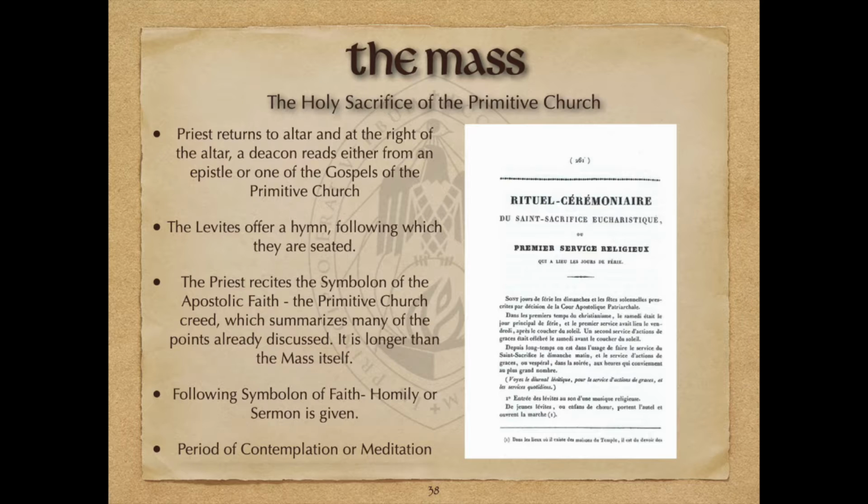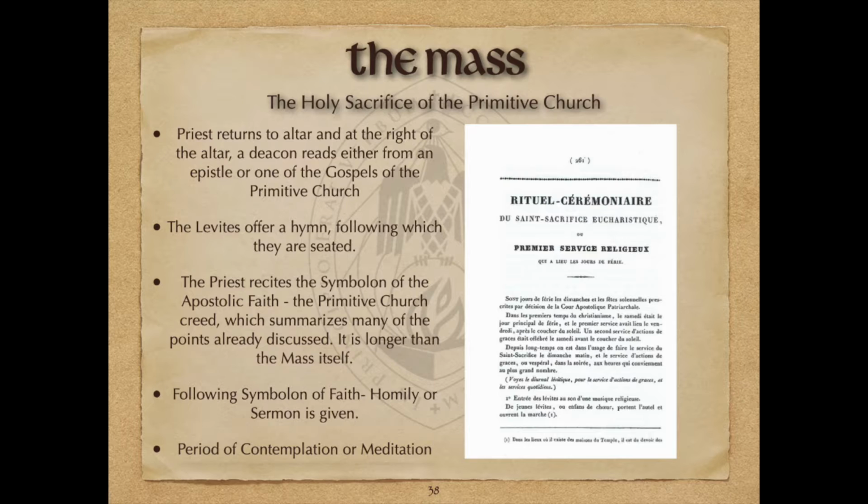After which the Levites, now it does say the Levites as opposed to a congregation, and like I said, it's not necessarily clear on the nature of any congregation for the Eucharist, and the Eucharistic ritual does note that there are Levites around the altar at the outset of the Mass. So then these Levites, these initiates, then offer a hymn, following which they are seated.